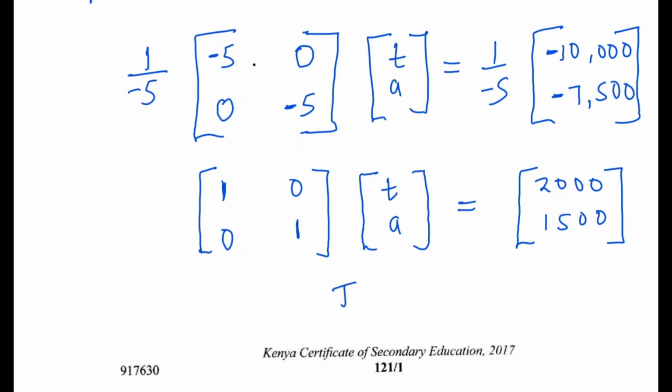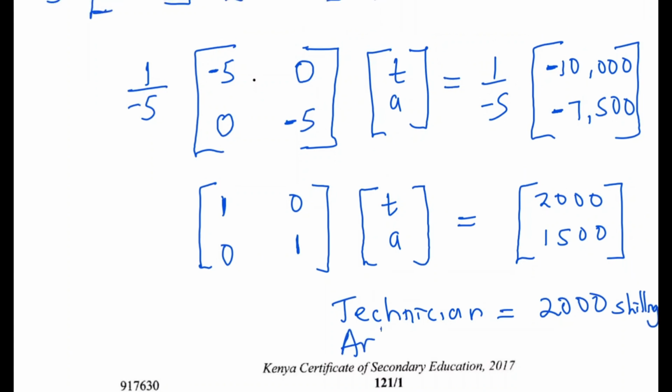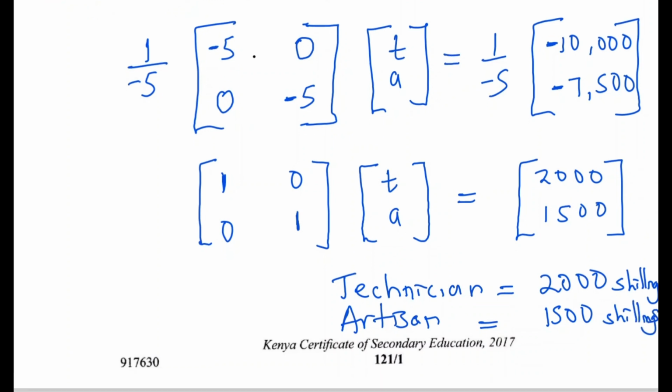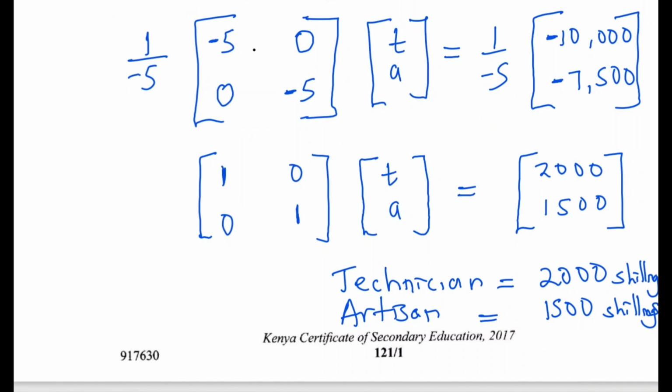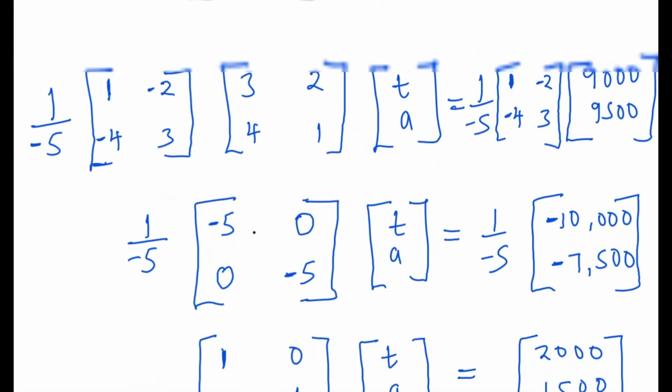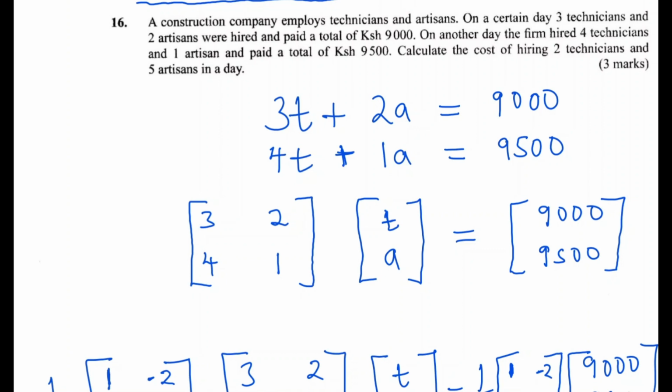So we know that a technician, which was T, is paid 2,000 shillings, and an artisan is paid 1,500 shillings. That is the cost of hiring a technician and an artisan. We have completed our working out. We know how much a technician is paid and how much an artisan is paid. But perhaps we have not finished reading our question. Let us go back to it.